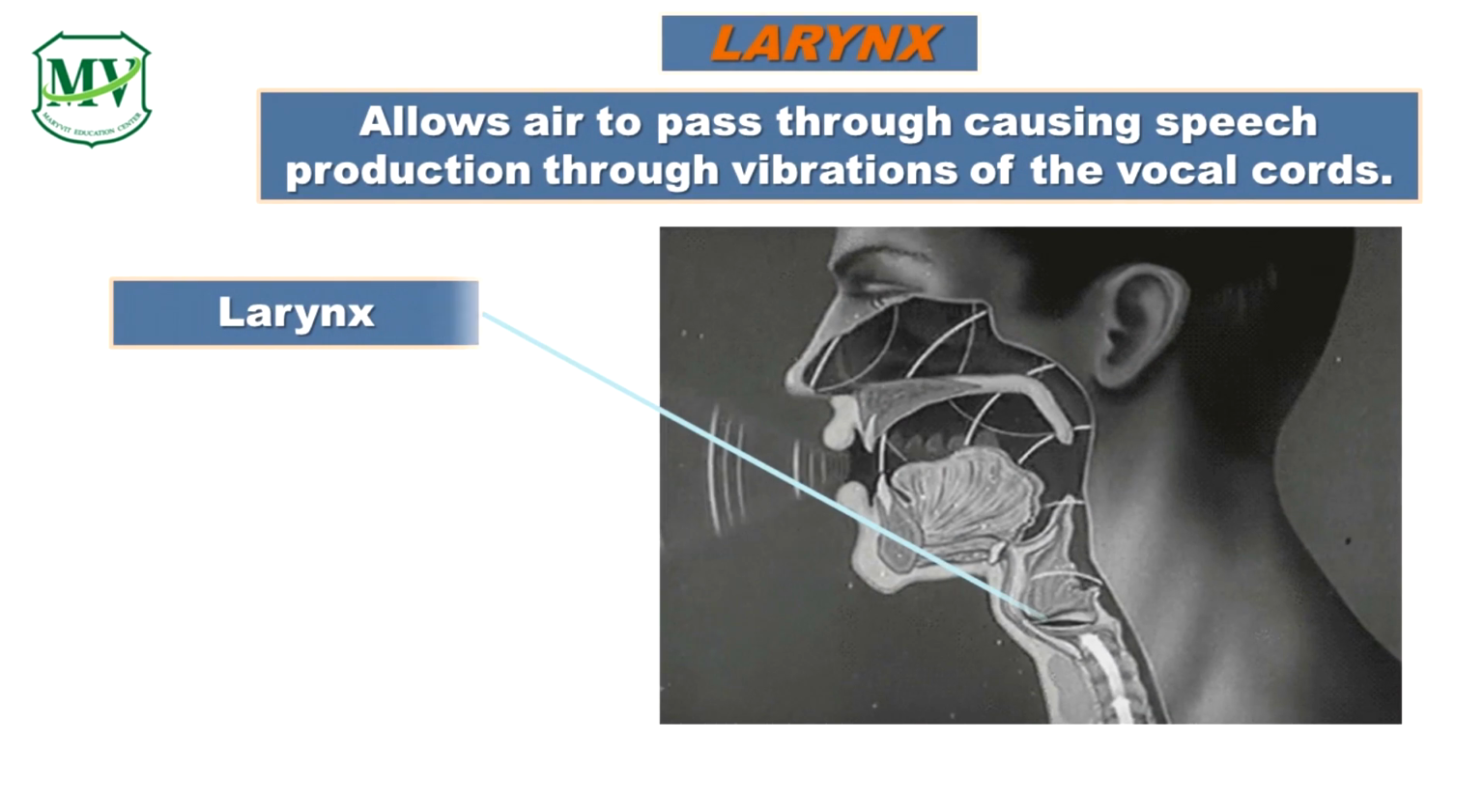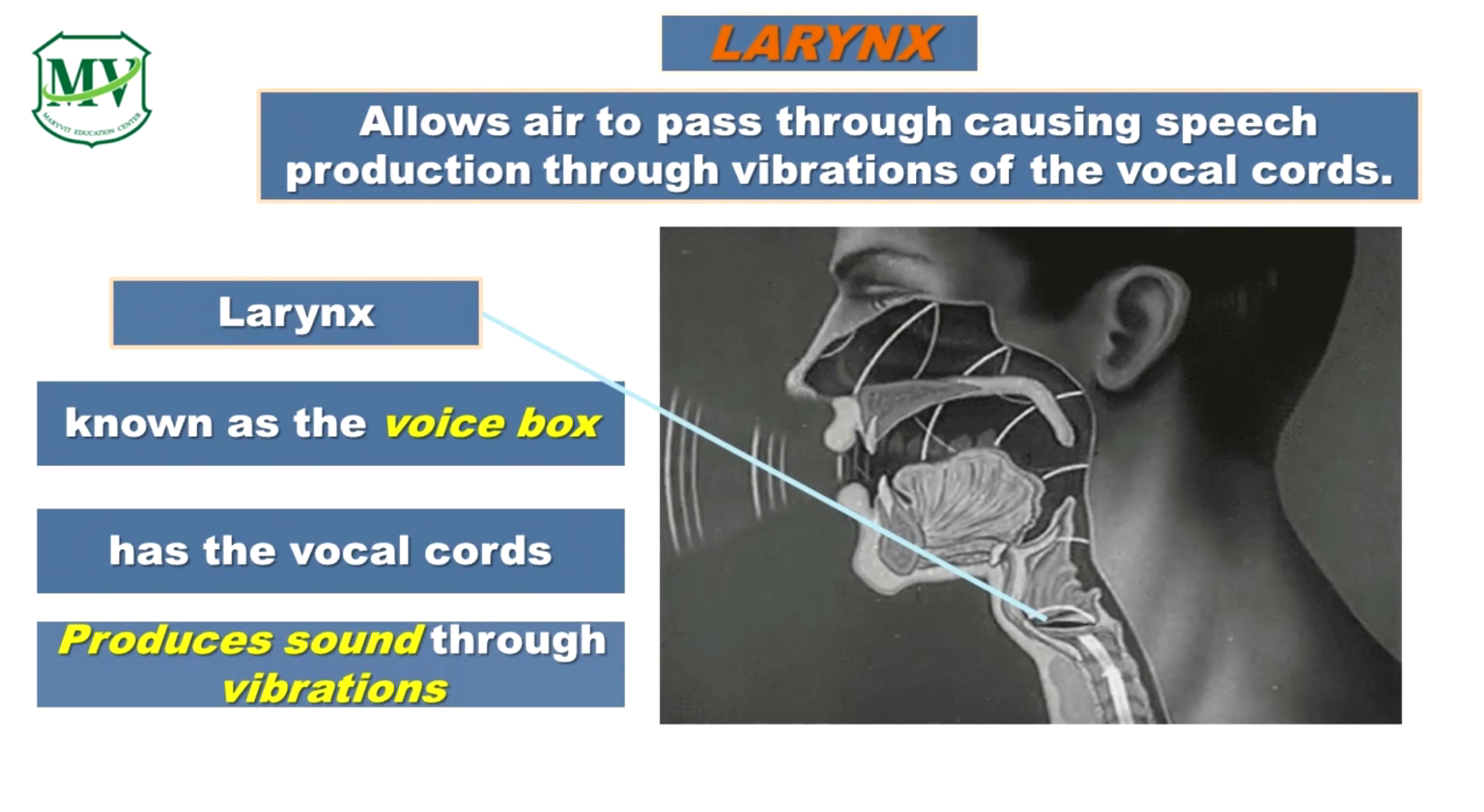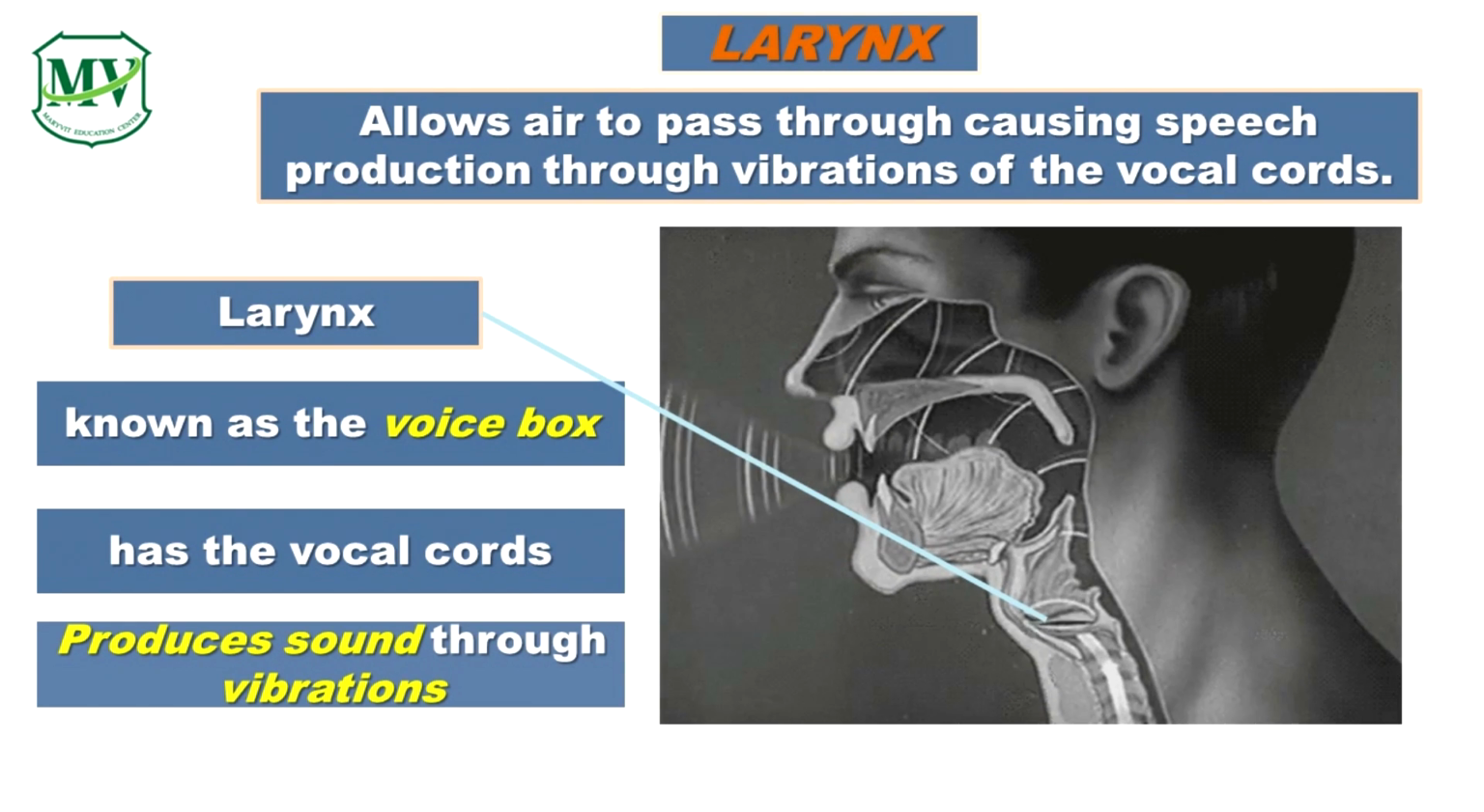The larynx is the organ responsible for speech and sound production. When air moves along the larynx, it causes several vibrations in the vocal cords, producing sound.